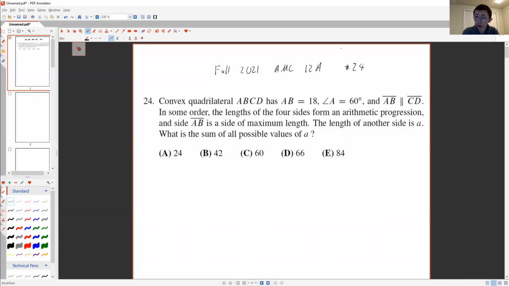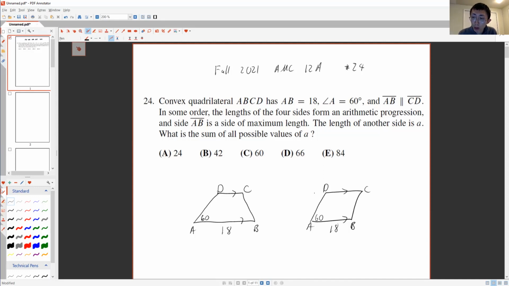So we might as well start off drawing a diagram. It could look something like this. Don't really know for sure yet, but it will probably look like one of these two rough shapes of trapezoids, and these are the parallel sides.